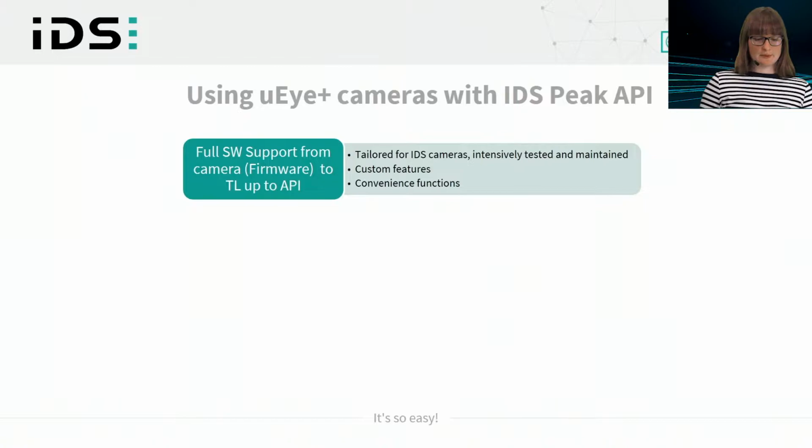Every component comes from IDS. We provide the firmware with regular firmware updates, the transport layer, and also the API. So the Peak software is specially made for IDS cameras, tested and maintained. There are custom features you can use with the IDS-Peak API, and also convenience functions that make your life easier when working with the cameras.